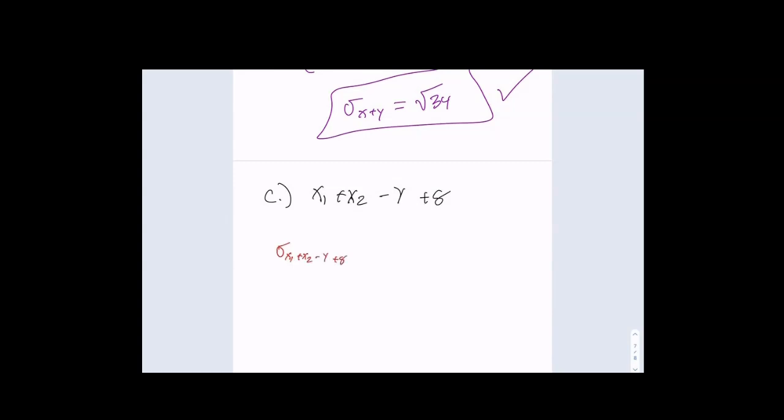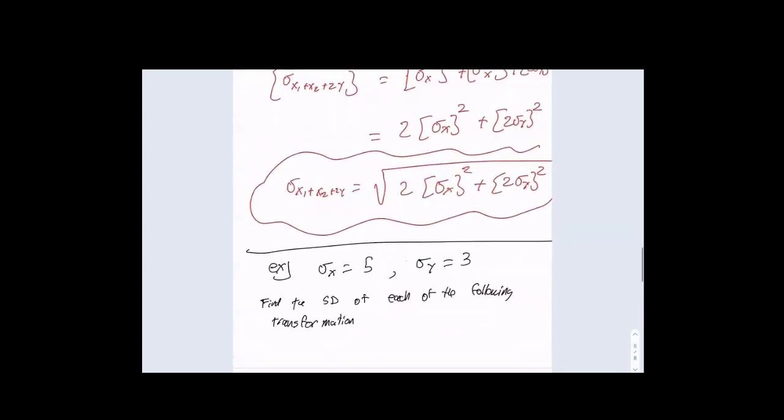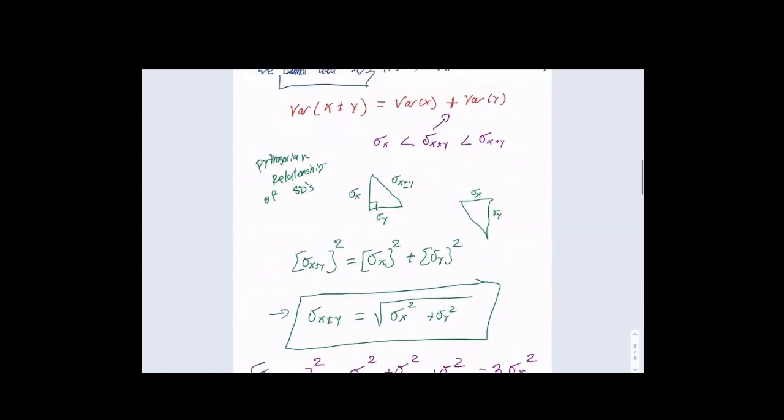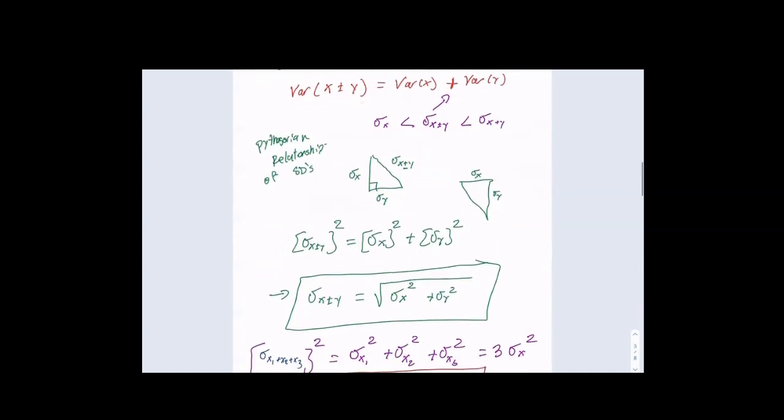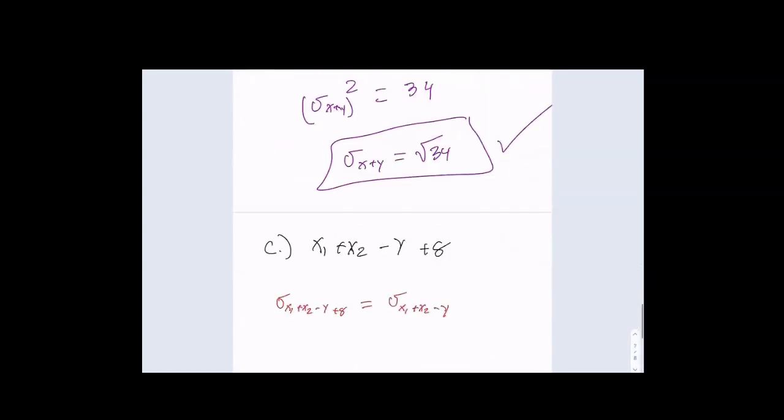Now, before I go forward with anything, I want to note that this 8 does not matter, so this is going to be equal to the standard deviation of x1 plus x2 minus y. The plus 8 does not matter. It's a constant addition. Adding constants does not do anything for my Pythagorean triangle. All it would do is take my triangle and shift it up or down, left or right. The constant doesn't do anything. So now I'm just left with this. So the constant doesn't change it.